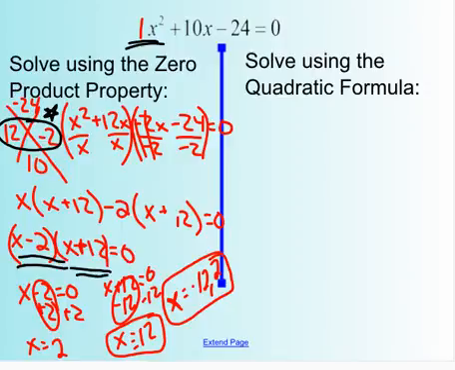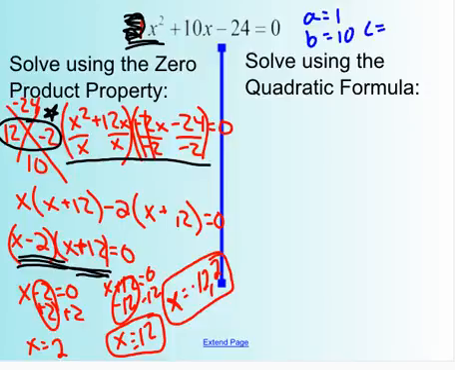Now, if the GCF, or the coefficient here is 2, then you have to work through all of this grouping stuff. So it's good to know how to group, but when the GCF is 1, you're going to get those factors like that. That's why we think factoring is so much easier. Now, on the other side of things, you could still just do the quadratic formula, where A equals 1, B equals 10, C equals negative 24.